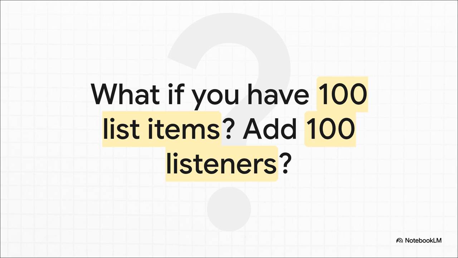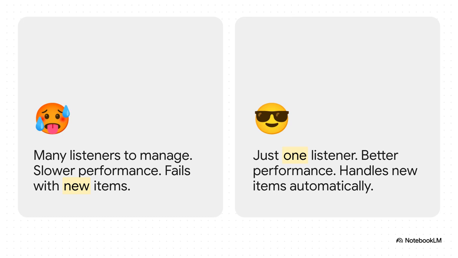Your browser would have to keep track of all of them, which would slow things down. Plus, and this is a big one, what happens when you add a new item to the list? You'd have to remember to add a listener to that one too. It just gets messy fast. And this is where event delegation changes everything. Instead of slapping a listener on every single child item, we put just one listener on their parent container. The difference is night and day. It's way faster, it's so much easier to manage, and here's the magic part. It automatically works for new items that you add to the page later.